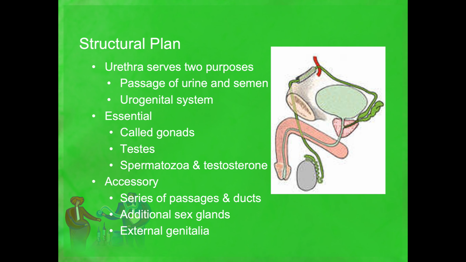And then everything outside of the testes themselves is considered accessory organs, and they assist the testes in reproduction. And there are a series of passageways. So we'll talk a little bit more when we go into the spermatic cord, and the vas deferens and things like that. So those are good. And also the external genitalia can be considered accessory organs.